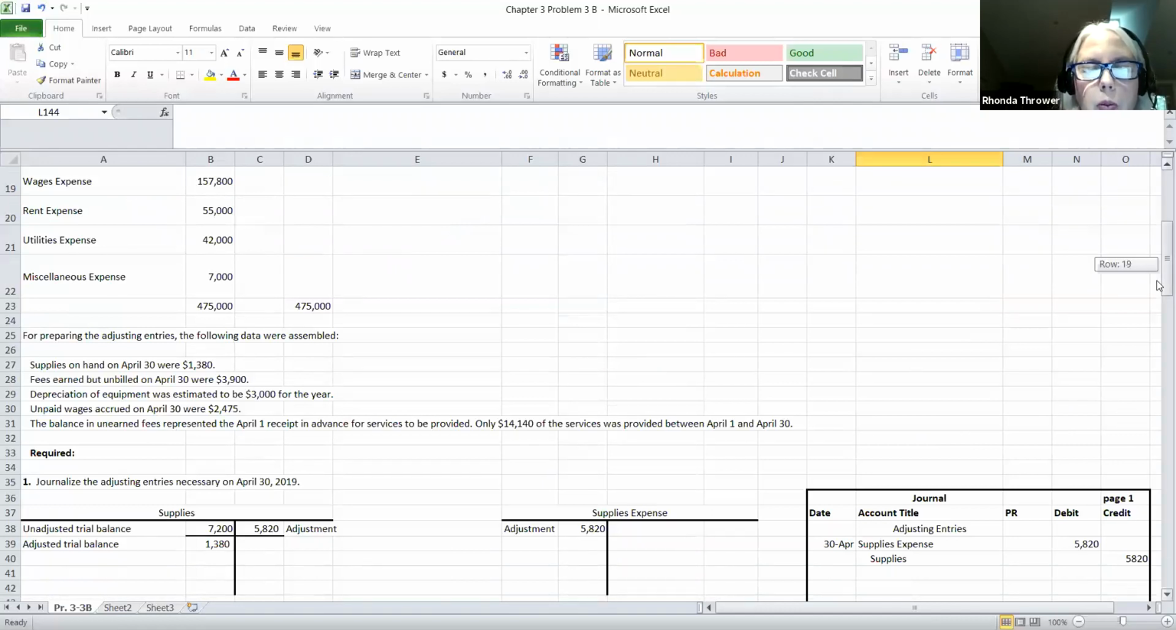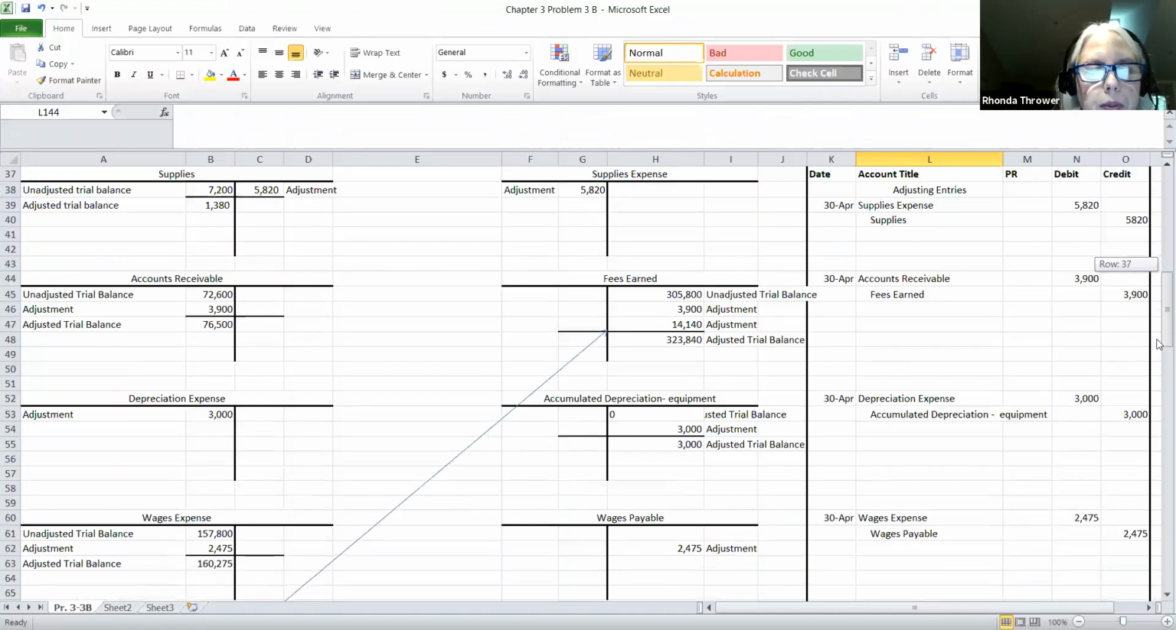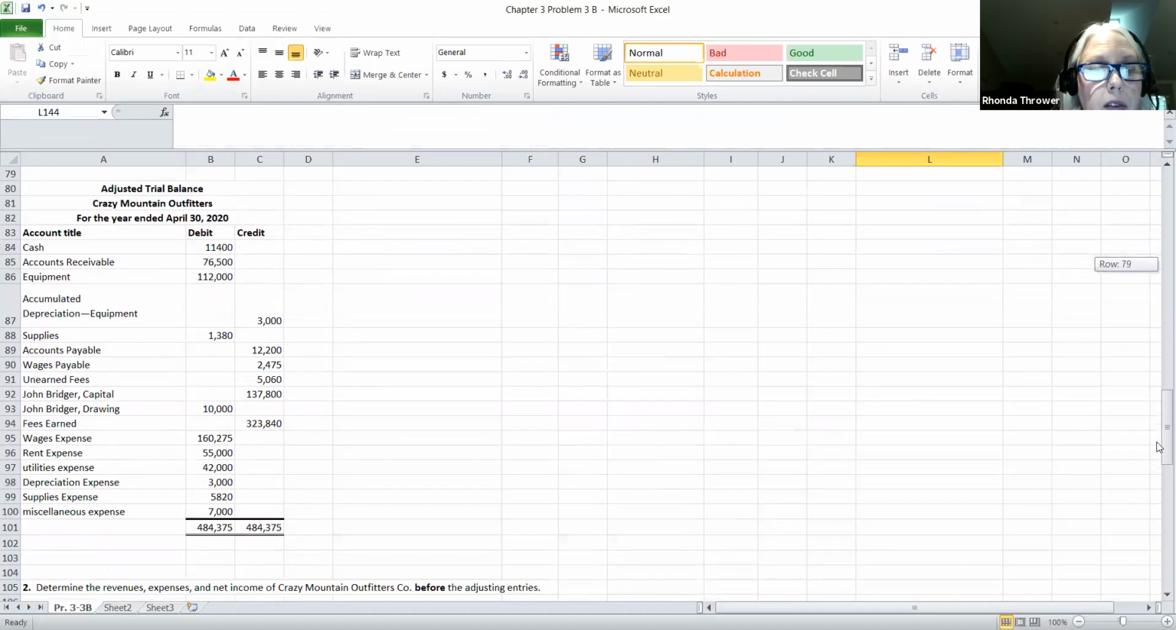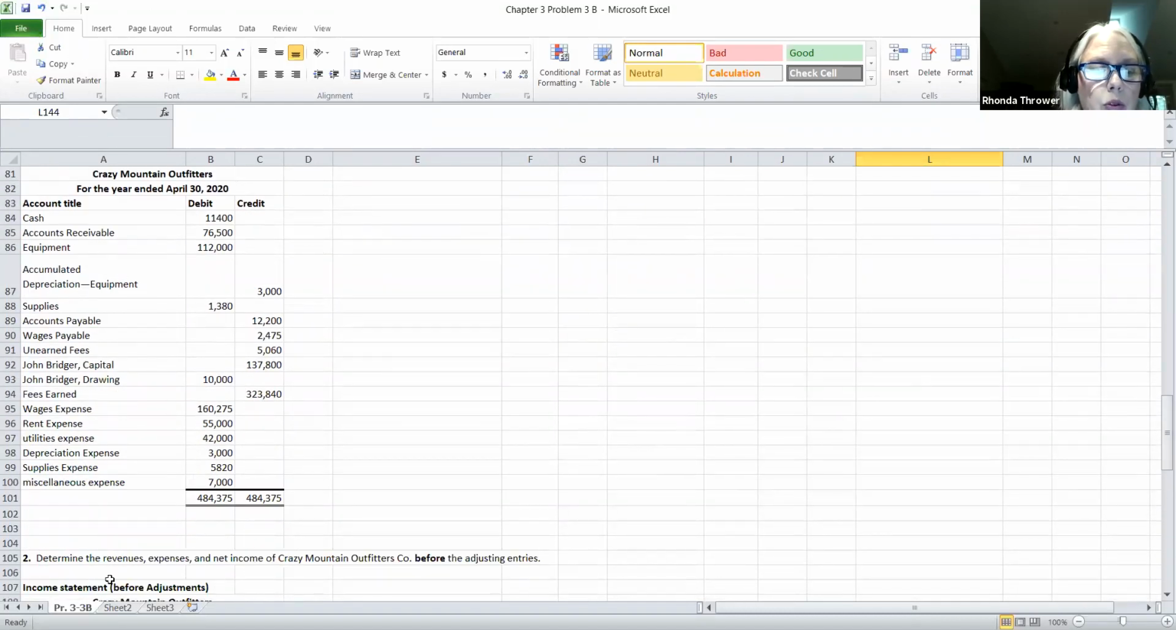Now, this problem has another part to it. And that other part is a what-if analysis. Part 2, they want you to determine the revenues and expenses and the net income of Crazy Mountain Outfitters before you did the adjusting entries. Now, class, I don't know why in the world they ask you to do this, because if you prepare an income statement before you do adjusting entries, your income statement will be wrong. It just is wrong.